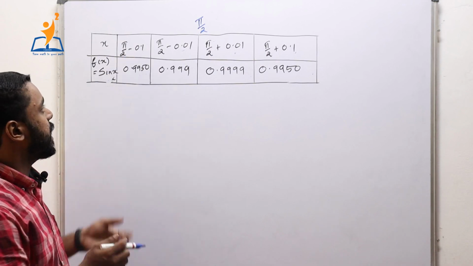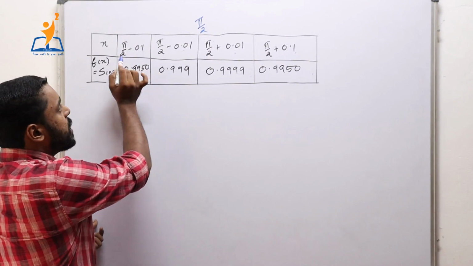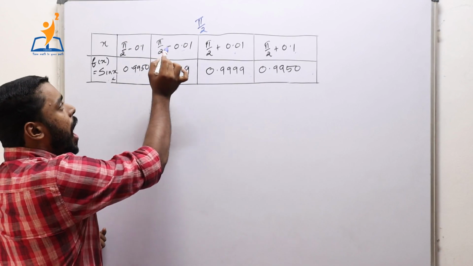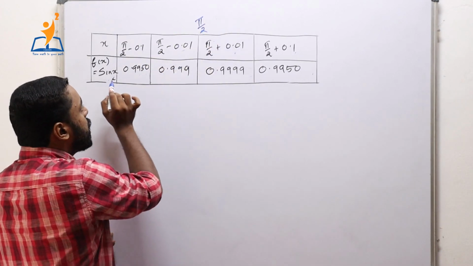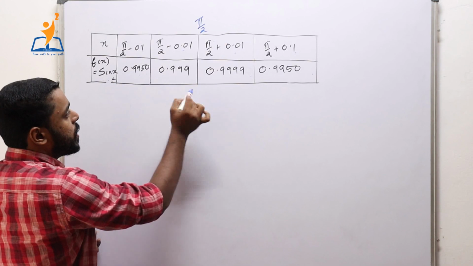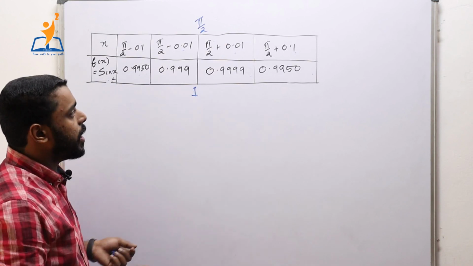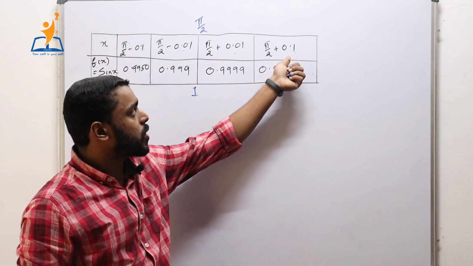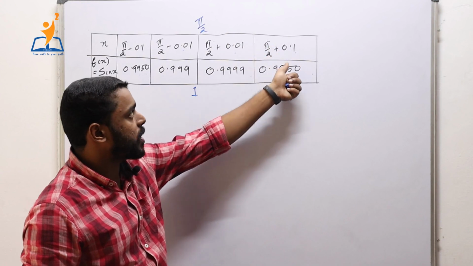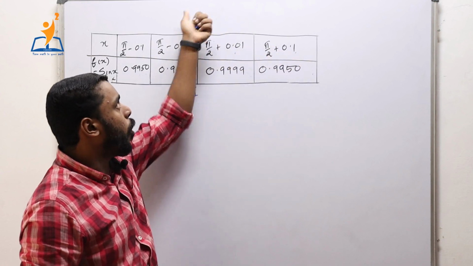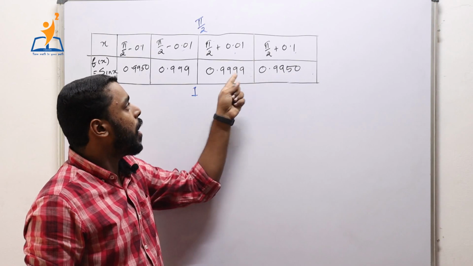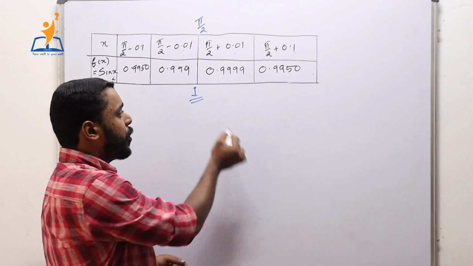Here we can see that when the input values approach from the left as close as possible to pi by 2, the output values become closer to 1. Clearly, we can observe in this case also that when the input values approach from the right side to the point pi by 2, the output values again approach the same point 1.